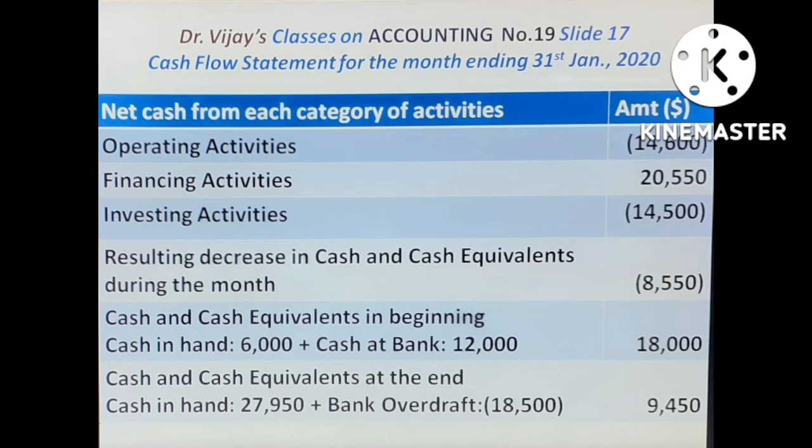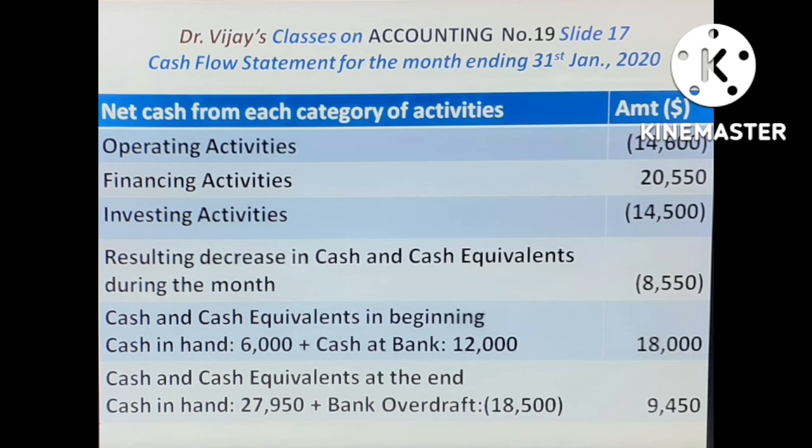All our preparations for doing the cash flow statement is over. Now we are doing the cash flow statement for Sabu's firm for the month ending 31st January 2020. Operating activities, net cash from operating activities is negative 14,600. And from financing activities it is 20,550. It is not negative, positive. Now, from investing activities again negative cash flow $14,500.